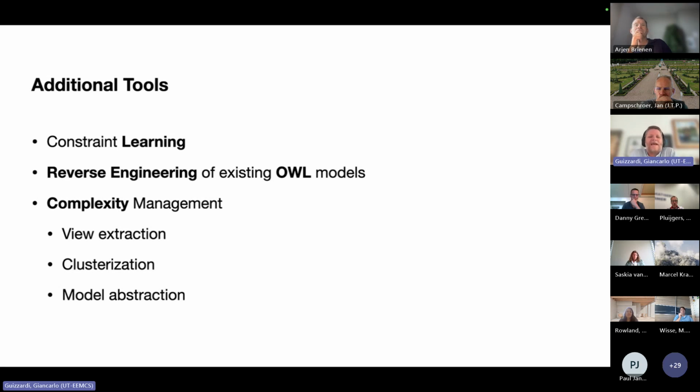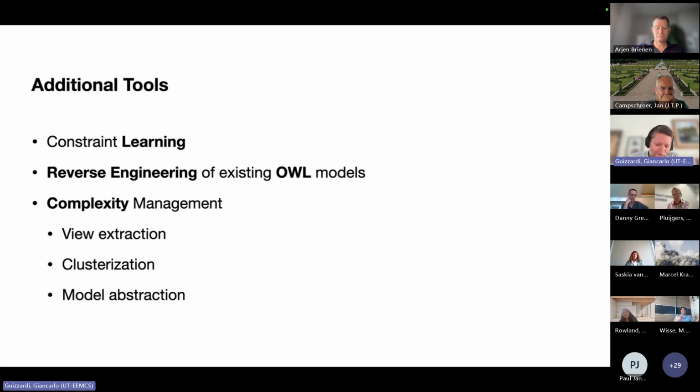Additional tools, as I said: we have some tools that manage to do auto repair of the models by learning some missing constraints in the model. We have some tools for reverse engineering existing OWL models. So legacy models, let's say, that we want to transform to OntoUML or to ground in GUFO, so that we can check consistency of the model and refine the model.